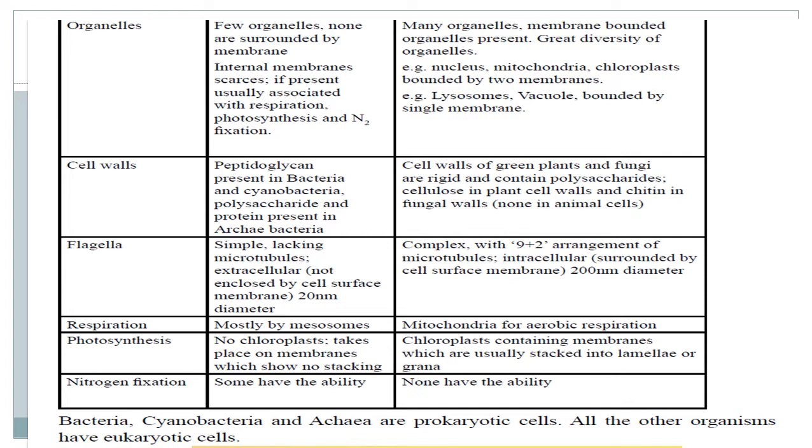And respiration in the prokaryotes is mostly by the mesosomes, and in the eukaryotes the mitochondria help in respiration. In photosynthesis, prokaryotes have no chloroplast, they have photosynthetic lamellae, while in the eukaryotes you get chloroplasts, which contain membranes stacked into lamellae or grana. And nitrogen fixation you find in the prokaryotes, whereas eukaryotes don't have that nitrogen fixing ability.